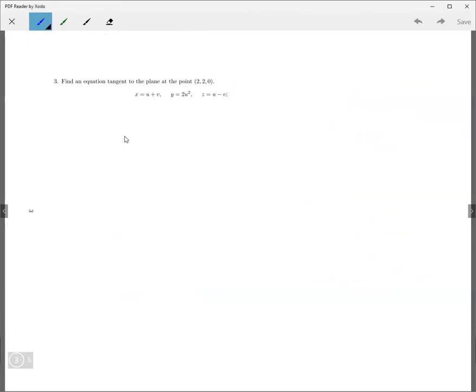Okay, so number 3. Here we're supposed to find an equation tangent to the plane at 2, 2, 2. And here we have the parametric equations of a surface, right? The x component is u plus v, the y component is 2u squared, and the z component is u minus v. So this is sort of what we're doing.